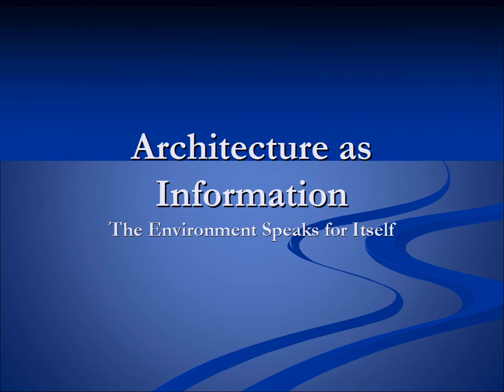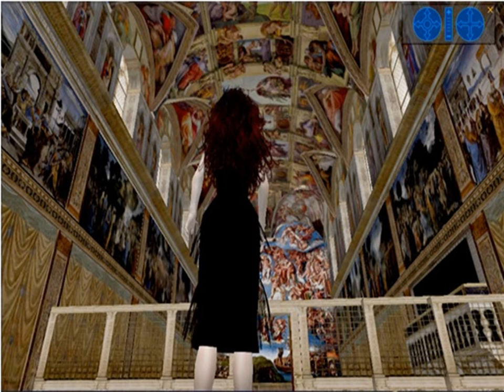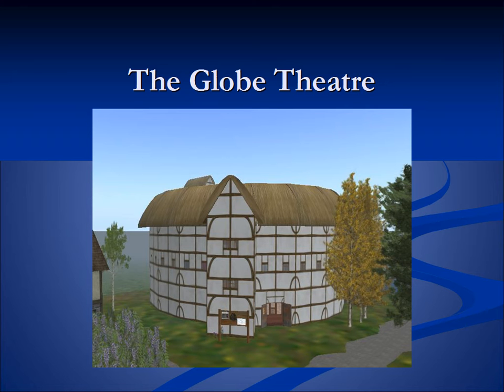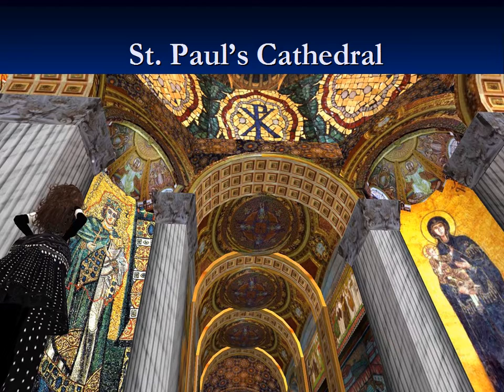Another form of information delivery lies in the architecture of Second Life, where the environment speaks for itself. At Vassar College's Second Life site, they've painstakingly created a replica of the Sistine Chapel, enabling art history students and visitors to examine this masterpiece up close. At Renaissance Island, there's a replica of the Globe Theatre, where plays are performed. Imagine the effect of being able to stroll through Vincent van Gogh's Starry Night, or through St. Paul's Cathedral.